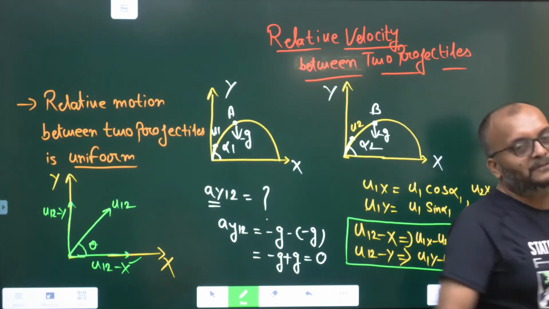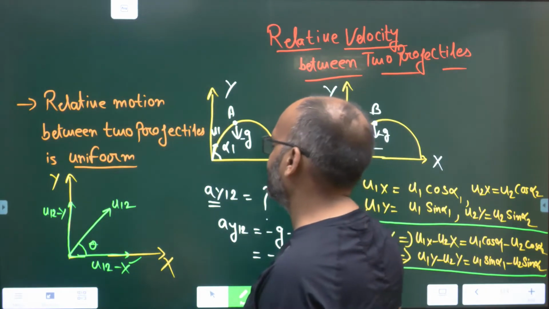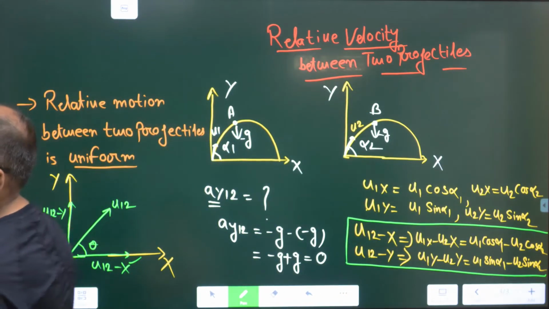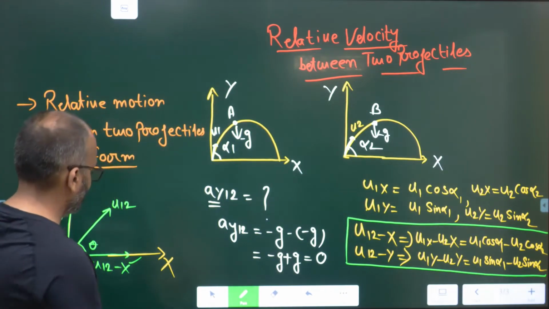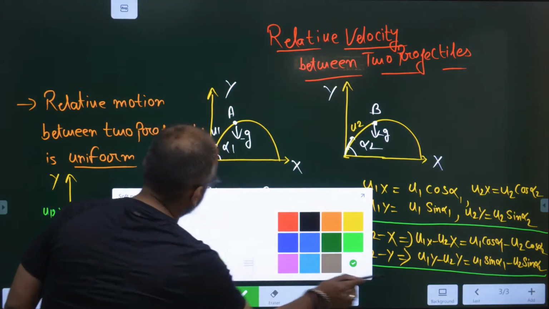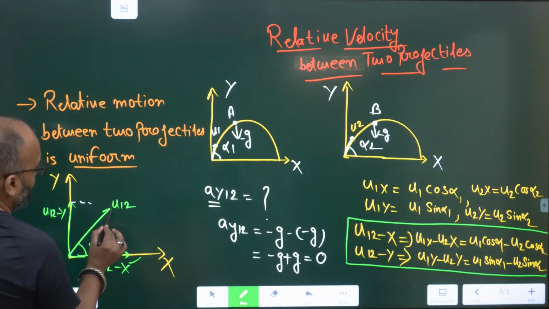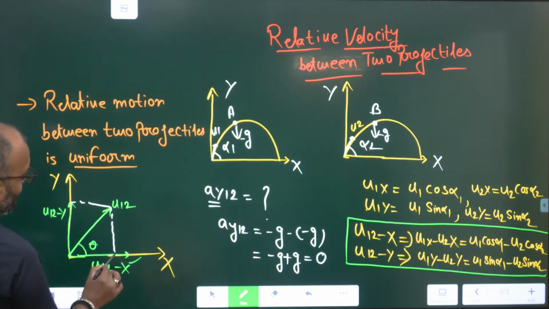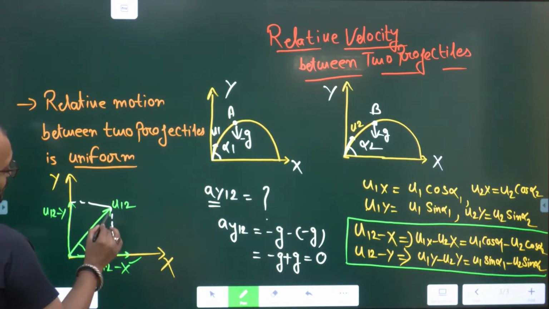Tan inverse u12y divided by u12x. Very good, very good. Shocking, sometimes I feel proud of you.